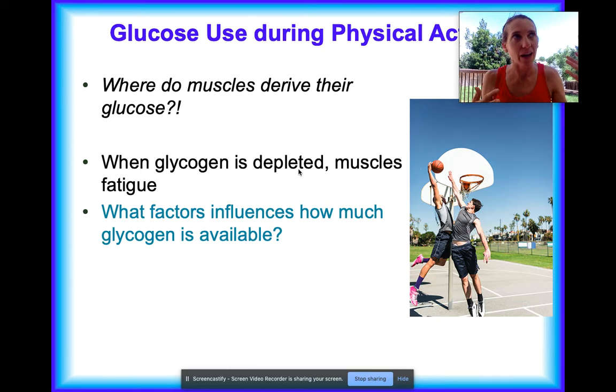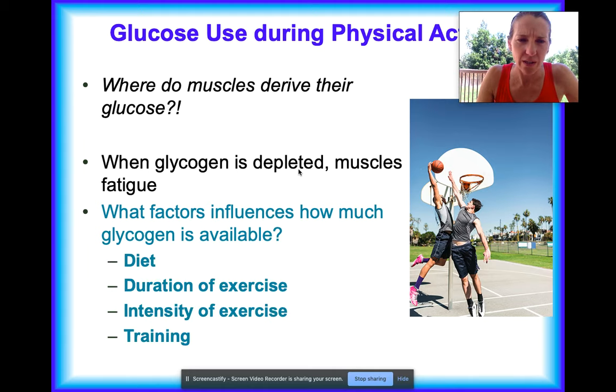It's thought that we carry about 2,000 calories of glycogen for the typical average person in the body. So at about the 20-mile mark in a marathon, somebody's going to hit the wall because they have depleted those glycogen stores if they haven't been replenishing it.